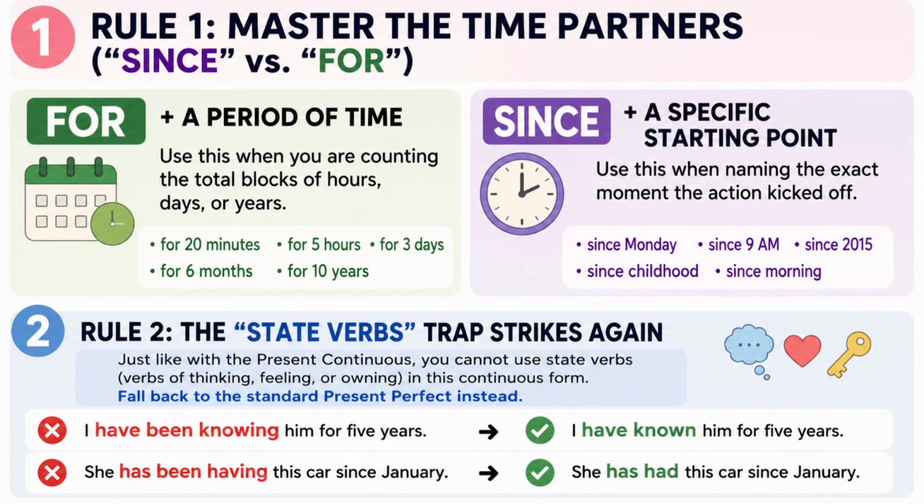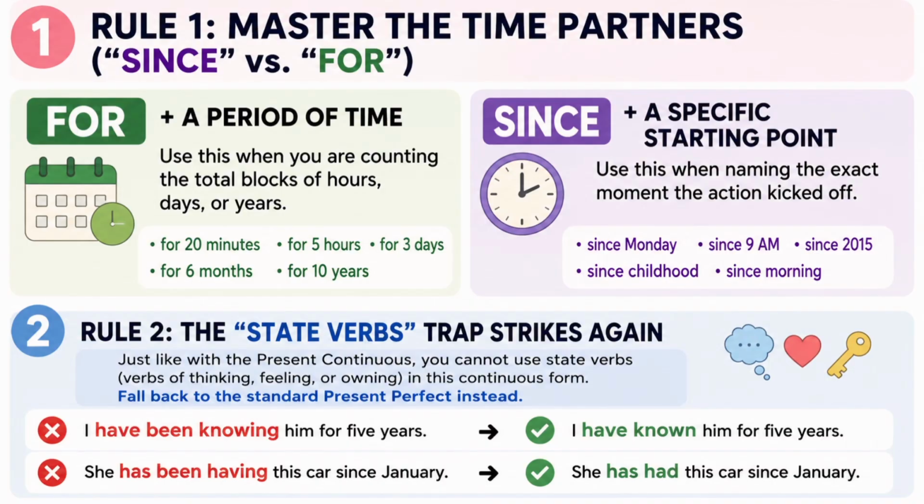Now let's learn rule number 2. The state verbs trap strikes again. Just like the present continuous tense, you cannot use state verbs such as verbs of thinking, feeling, or owning in the present perfect continuous tense. Instead, use the present perfect tense.